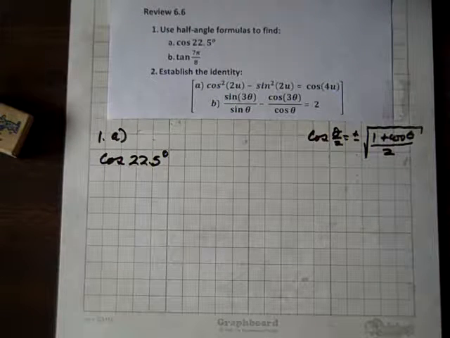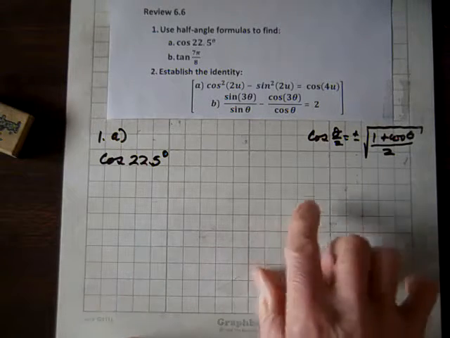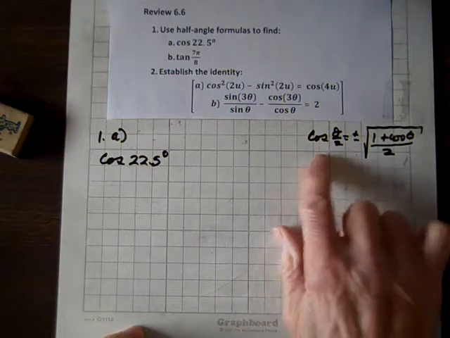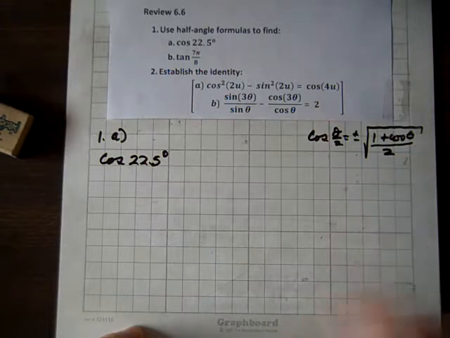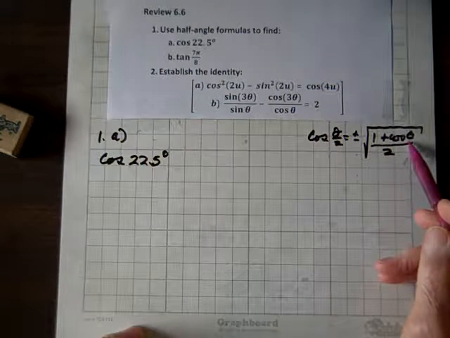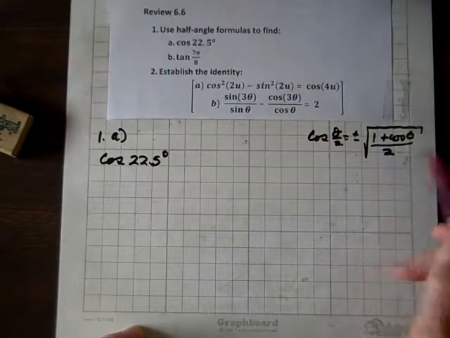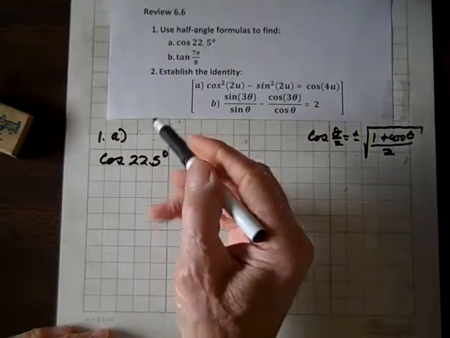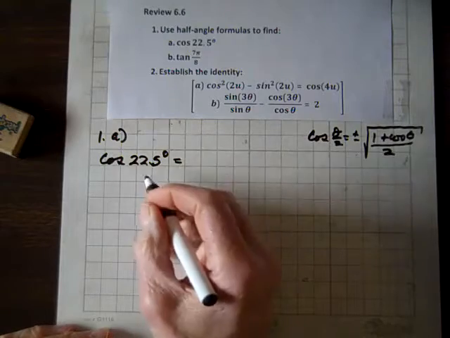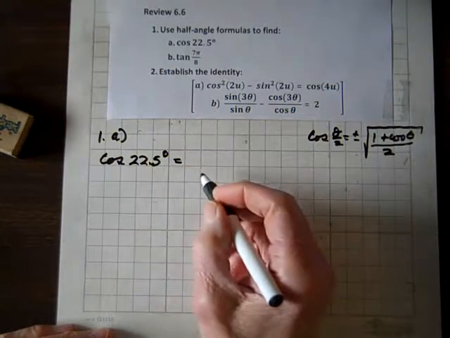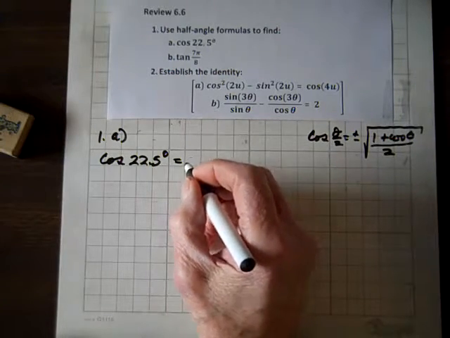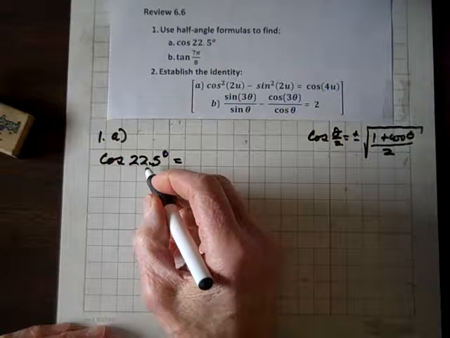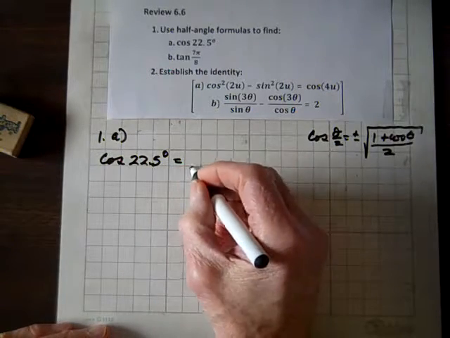Now we're doing the review for 6.6, and we're using half-angle formulas, and the cosine of theta over 2 equals plus or minus the square root of 1 plus the cosine of theta in the numerator and 2 in the denominator. So 22.5 degrees is half of 45 degrees. So this is going to equal, and 22.5 is in the first quadrant, so it's going to be positive.